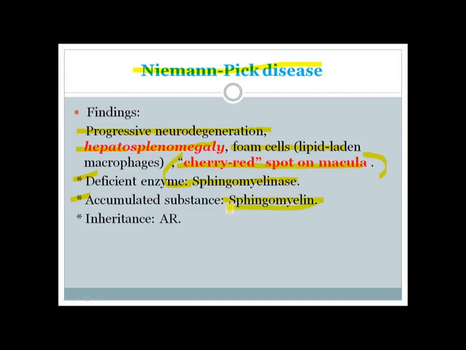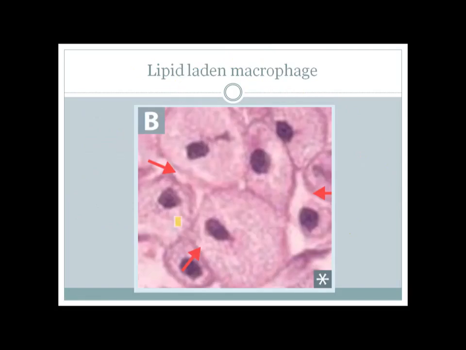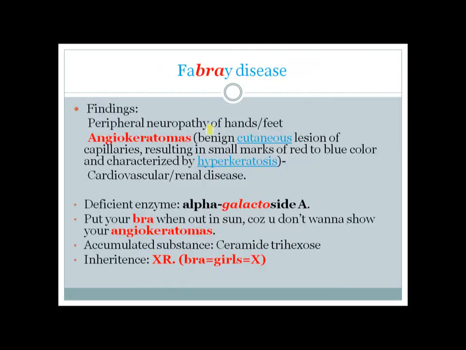As the story goes that I previously mentioned, if I ask someone who is named Niemann to pick a sphingolipidosis, he will instantly pick a disease where there is actually an accumulation of sphingomyelin. This is some common sense. He will pick that disease because it sounds good. And the pattern of inheritance is autosomal recessive. Here you can see some lipid-laden macrophages. This is the nucleus, and those are the lipids outside the nucleus.